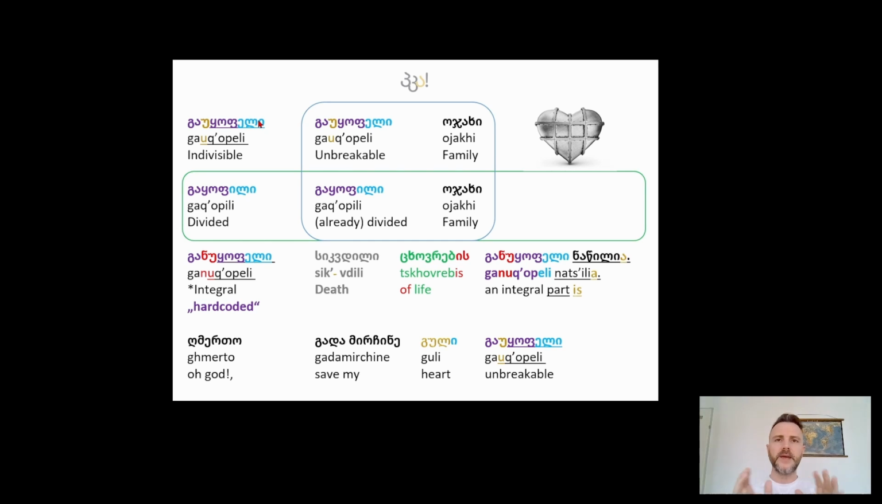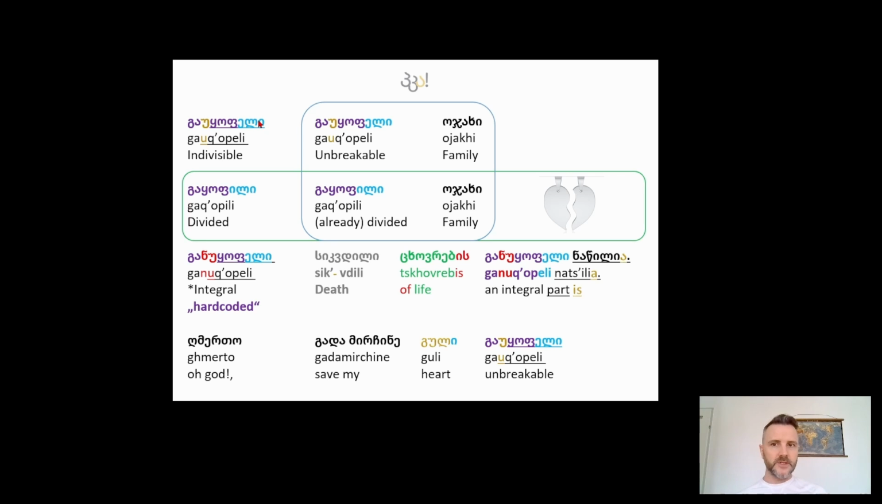Now, in another context, we've got gaq'opeli or jachi, which talks about a family that gets along well. They are intact. They are undivided. There is no division within the family. Gaq'opeli or jachi. Contrast that with gaq'opili or jachi, which is an already divided family with conflict in that family.